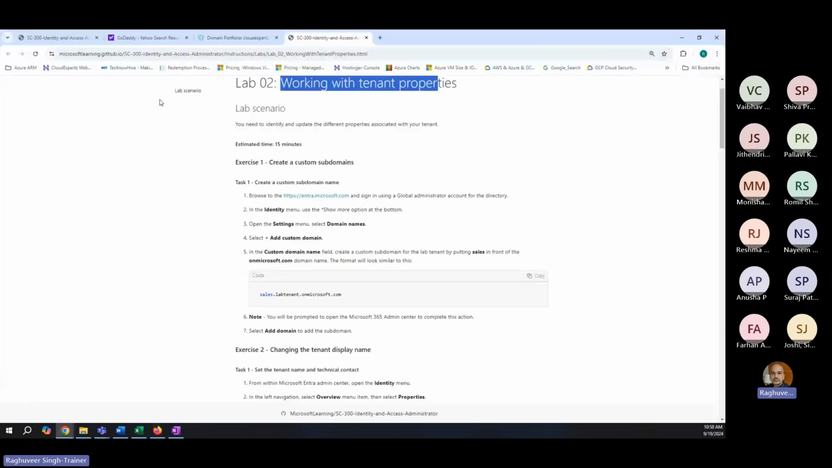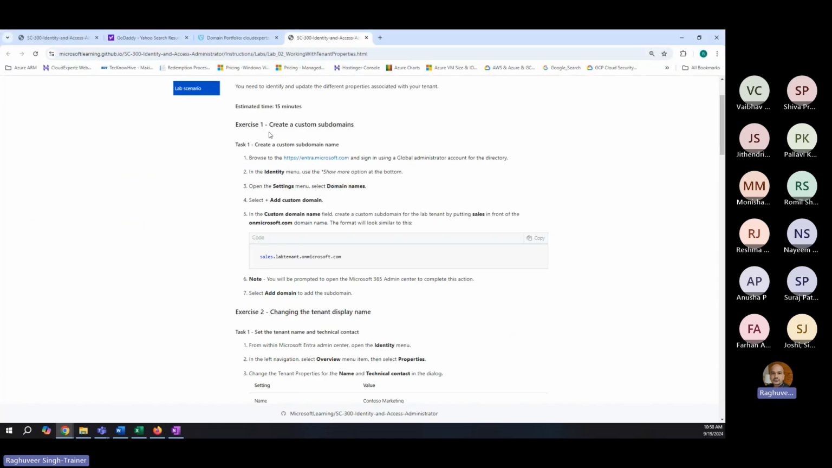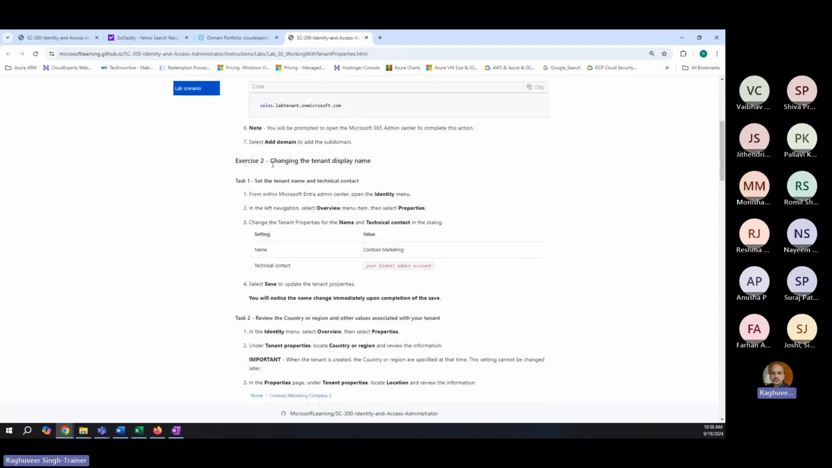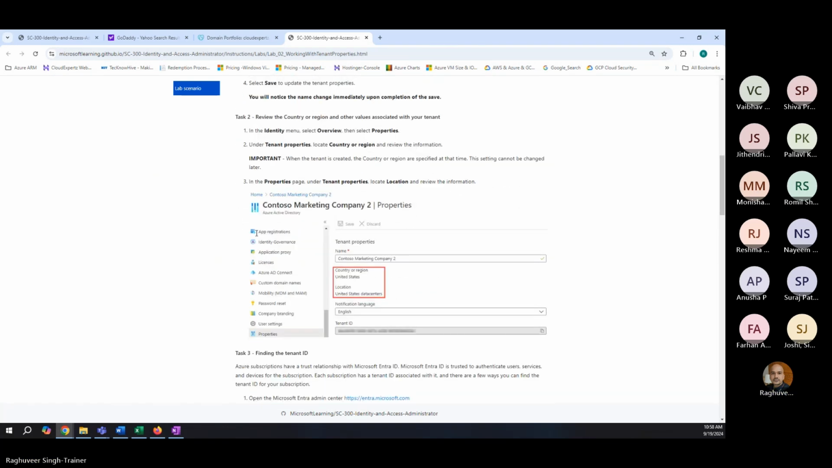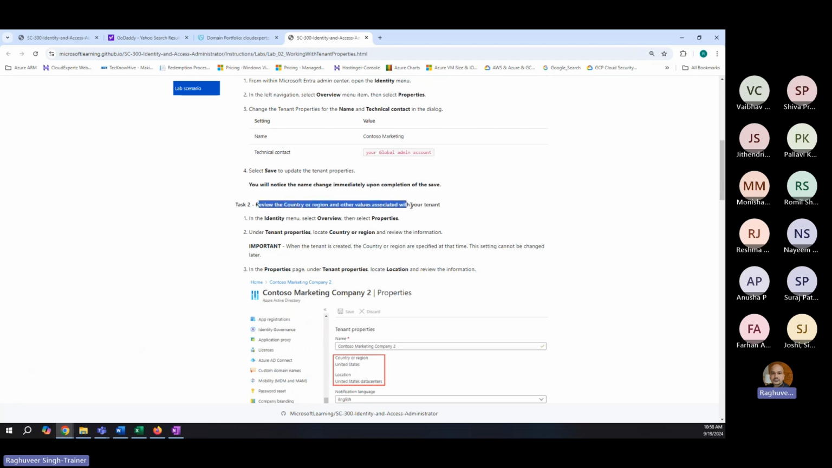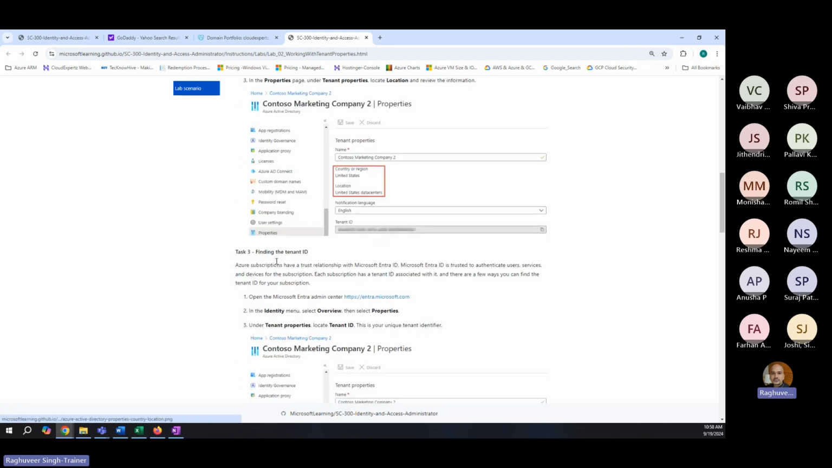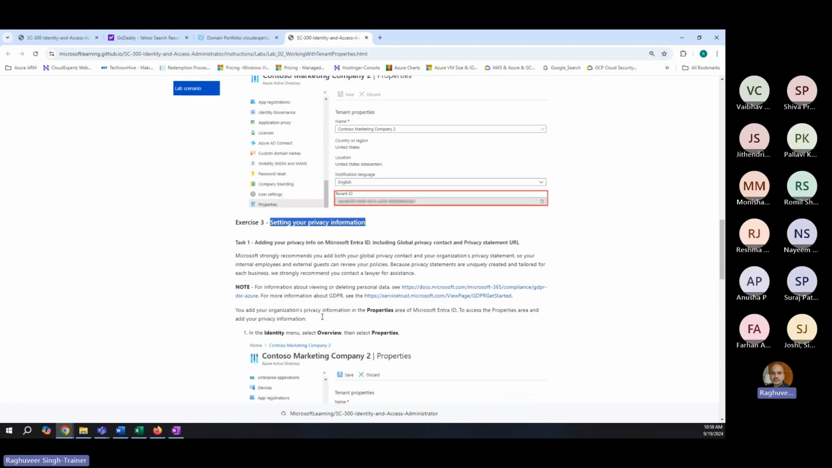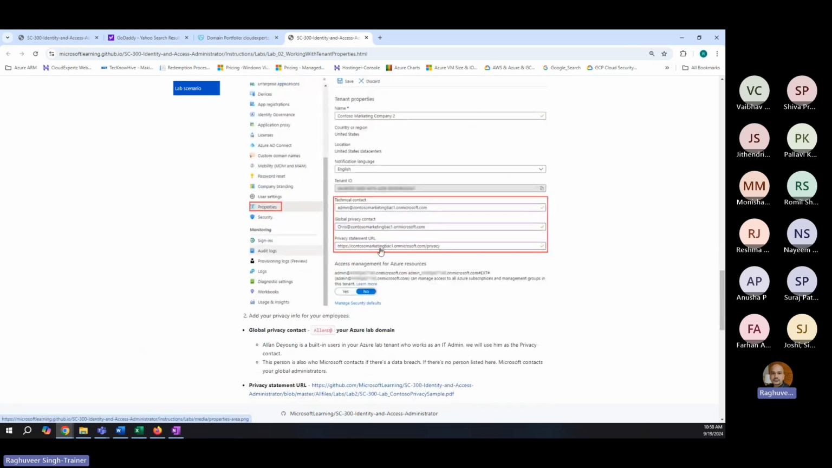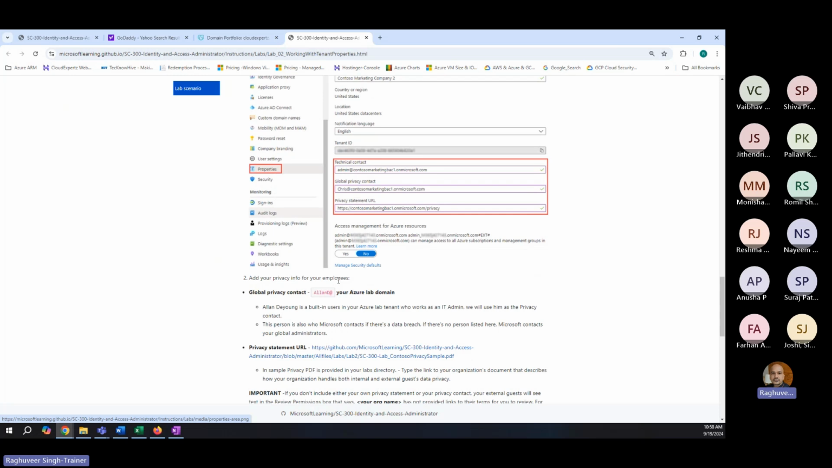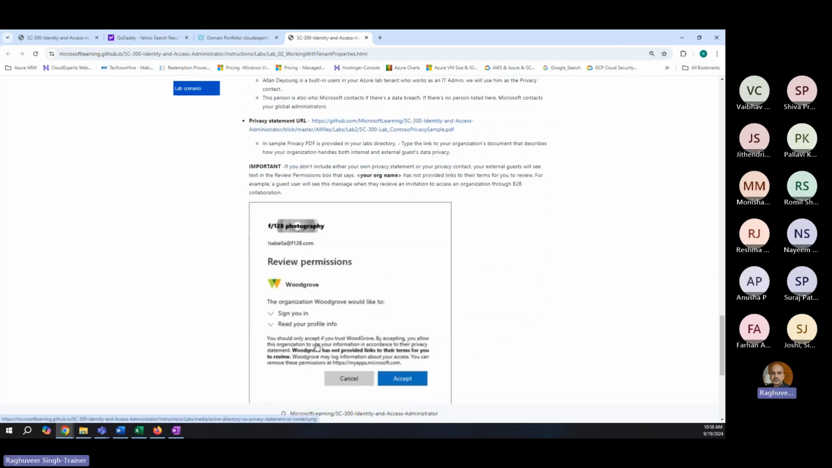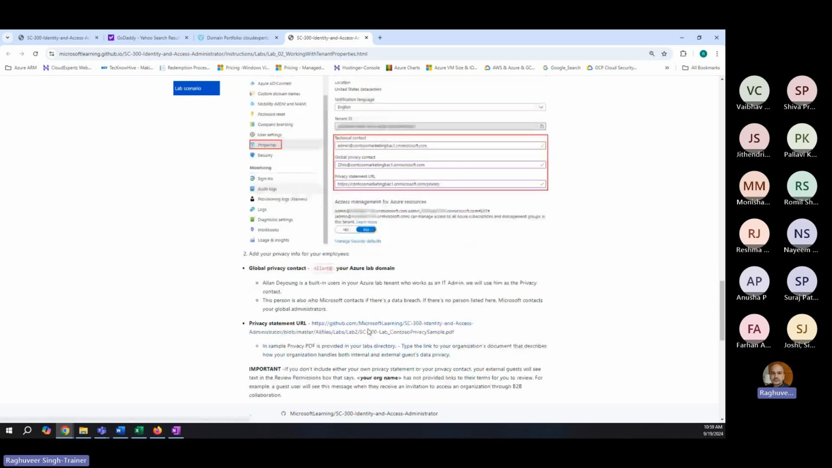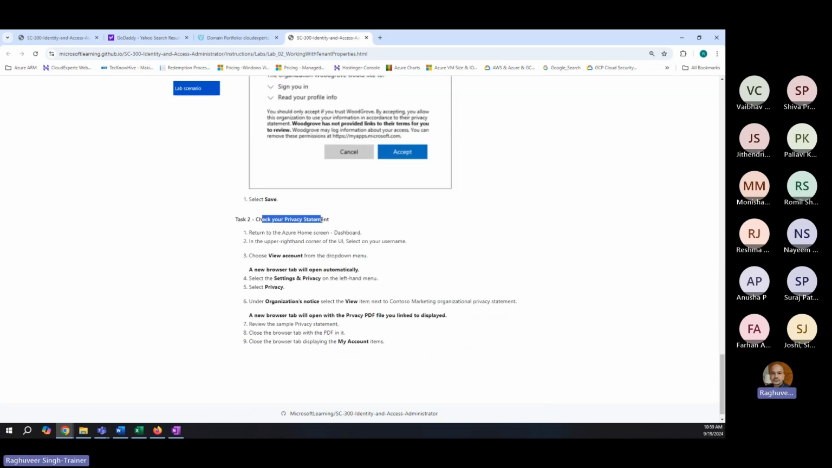Now, if you go back to your lab, you will see all of these scenarios. First, creating a custom domain. Second, changing the tenant display name. Task 2, review country, region, and other values associated with your tenant, which is this. Then finding the tenant ID, you will find it here. Then setting your privacy information, the URL. After that, this is how the privacy information shows. So when somebody signs in, they see this information on the sign-in page. Microsoft picks it up from the privacy URL. And then in the end, check your privacy statement.